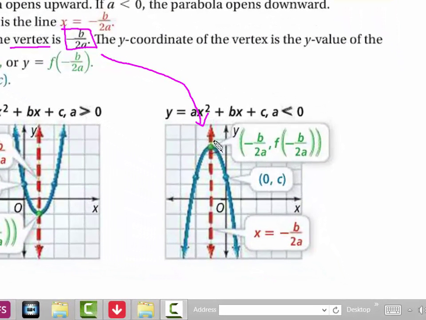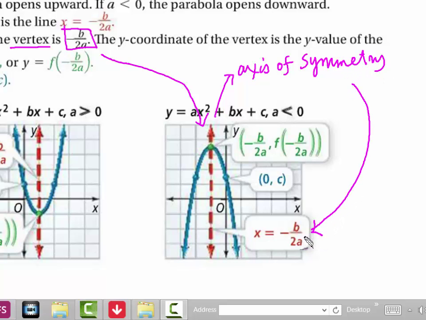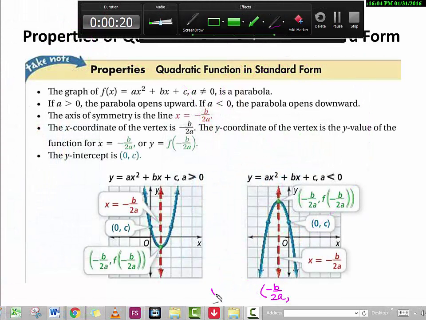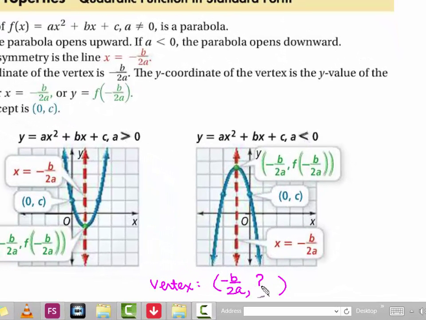Look, the red dotted line here represents the axis of symmetry, which is x equal to negative b over 2a. In other words, every single point here, of course including the vertex, the x coordinates of all these points are all negative b over 2a. Now that you know the x coordinate of the vertex is negative b over 2a, the question right now is, how do you find the y coordinate of the vertex right here?